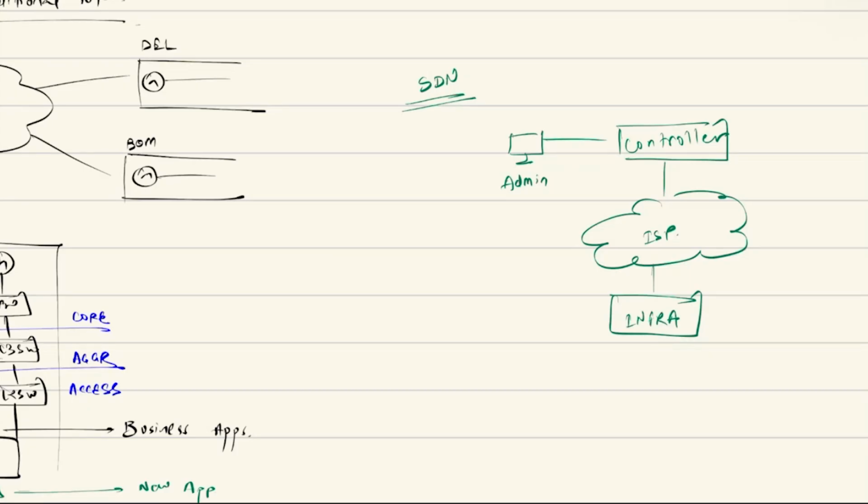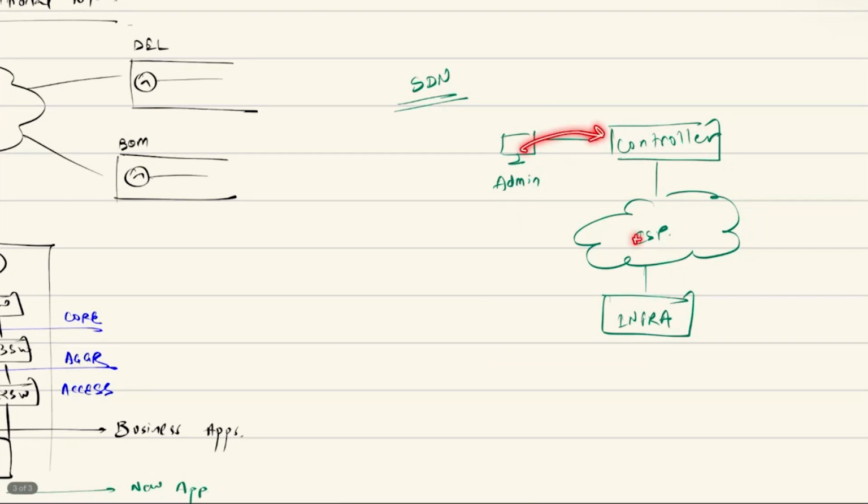Now in this case, earlier the admin was going to the infrastructure directly by using either the CLI or the GUI. But now the admin goes to the controller, right? And not necessarily does the controller have to be a separate device or a separate server. The controller can also be a tool installed on the admin machine, or a separate virtual machine installed on the server and then utilized. There are different forms of controllers. But for now, conceptually, let's understand that it's a different element.